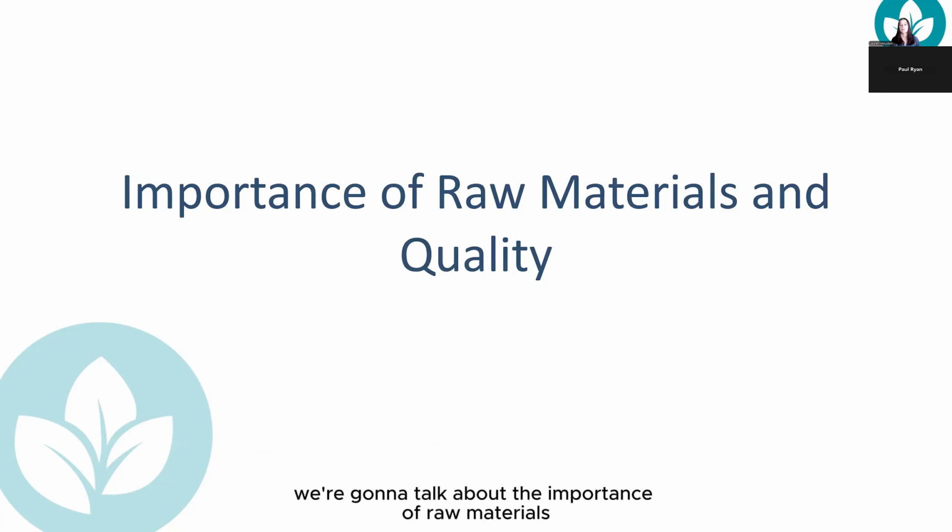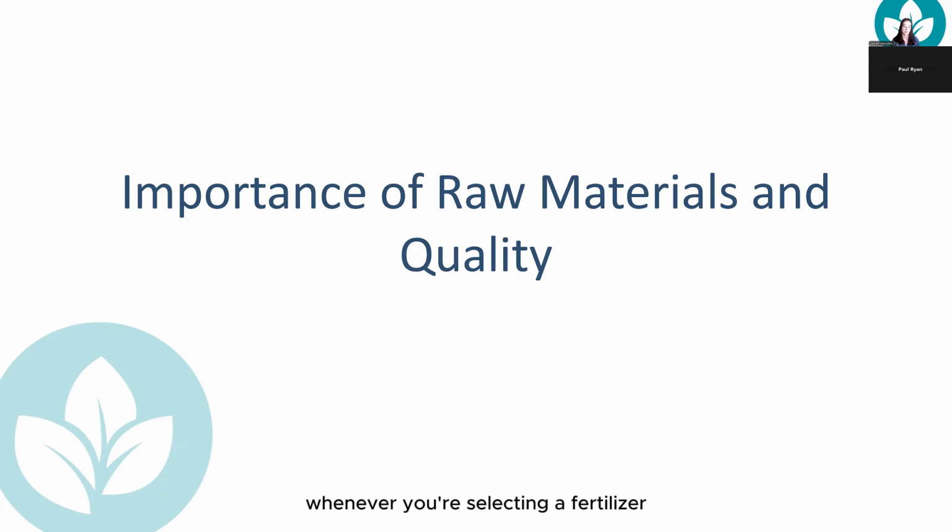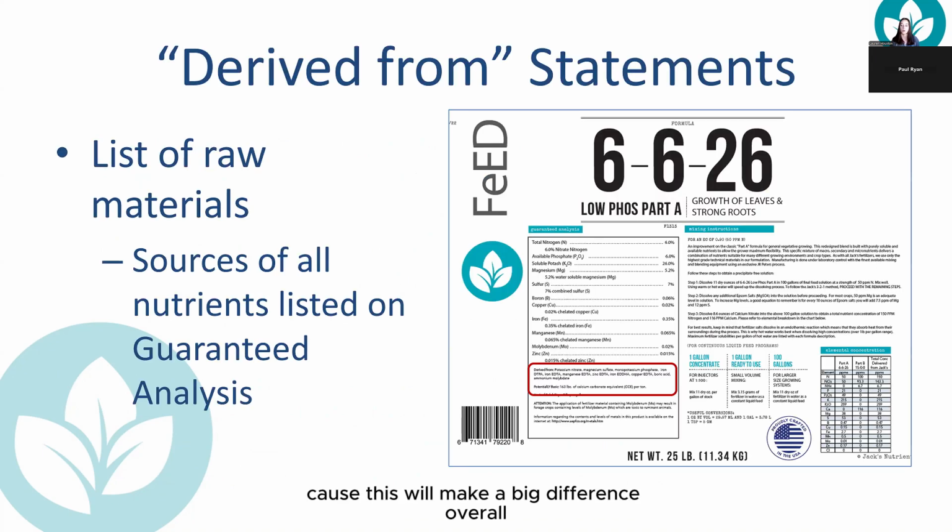And now we're going to talk about the importance of raw materials and raw material quality whenever you're selecting a fertilizer, because this will make a big difference overall. Whenever you're selecting a fertilizer, you always want to check the derived from statement that's listed on the fertilizer labels. This is actually required on all fertilizer labels, and it's a list of the raw materials that the individual nutrients are sourced from. So this is an example of our 6626 label, and you'll see the derived from statement is located directly below the guaranteed analysis.